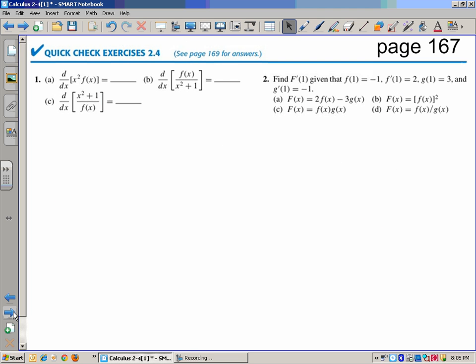All right, here's your quick check on page 167. Now, for the quick check exercises 2.4, the answers again are on page 169 in your book. The quick check is on page 167. If you can't read these, you can go to page 167 and answer them. These very much so are quick check exercises this time. Be prepared to do a lot of these in class tomorrow. Good luck.